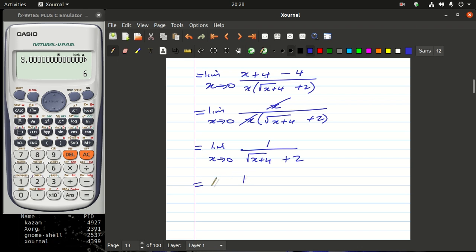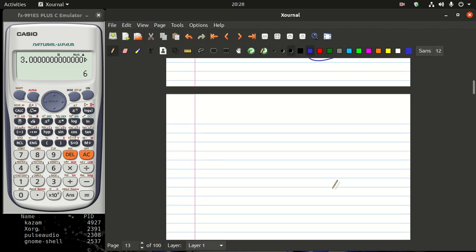Why don't you just plug it in as it is? So I have 0 plus 4 plus 2. So the final answer we'll have is 1 divided by the square root of 0 plus 4, which is 4. The square root of 4 is always going to be positive 2, plus 2, which is the same as 1 over 4. So that is actually the limit we were looking for.